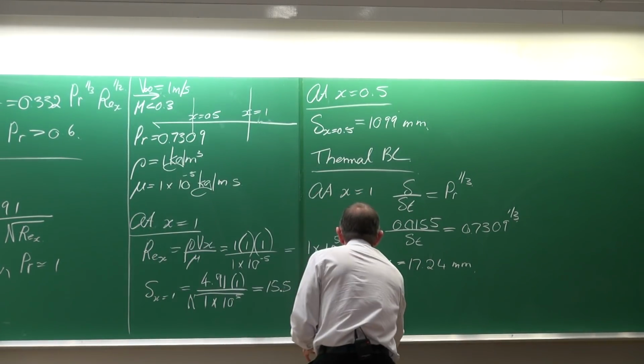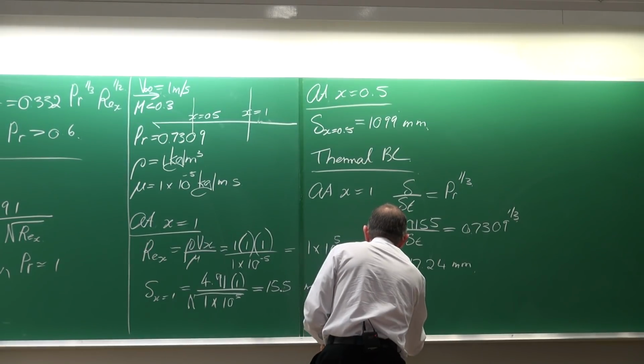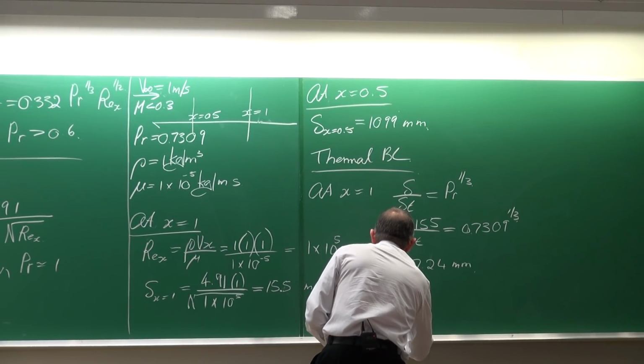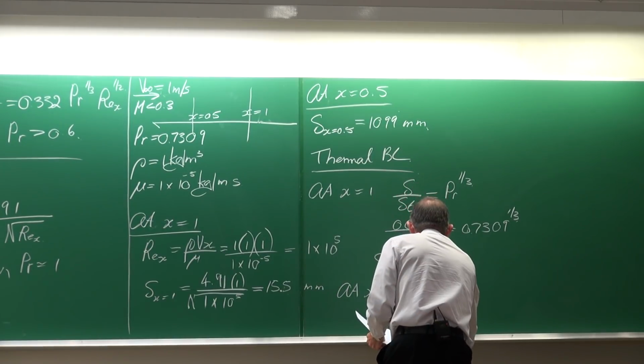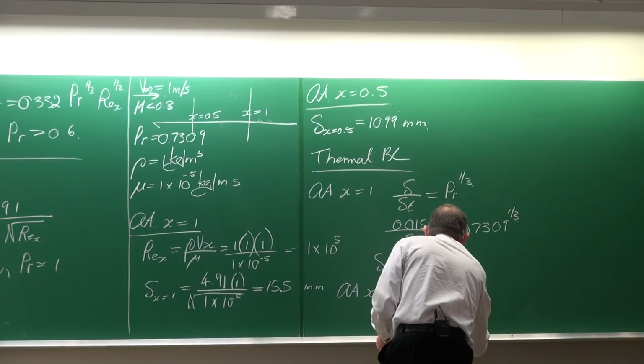And we can do the same at x equals 0.5. Then the thermal boundary layer would be equal to 12.19 millimeters.